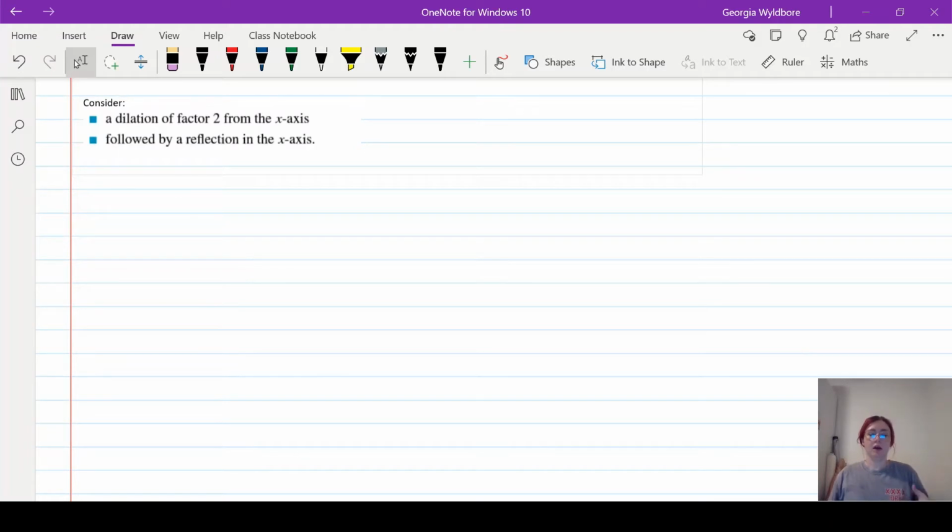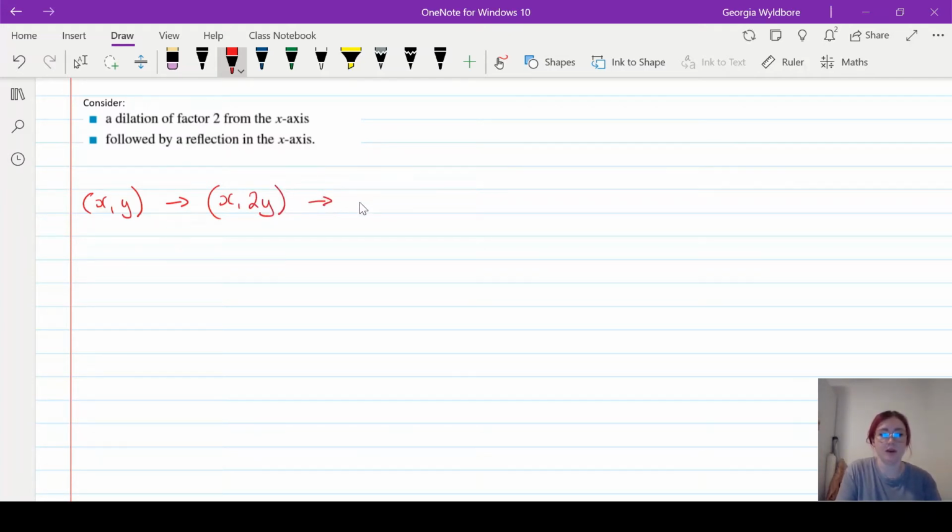So if we consider we've got a function which has a dilation factor of 2 from the x-axis and then a reflection in the x-axis. Our rule, so we would start with our point (x, y). That's going to map first with a dilation of factor 2 from the x-axis, so that's going to map to (x, 2y). Then we're doing a reflection in the x-axis. So that point there is now going to map to (x, -2y). So we're just following those steps to get to the final point. So our end result is that (x, y) maps to (x, -2y).